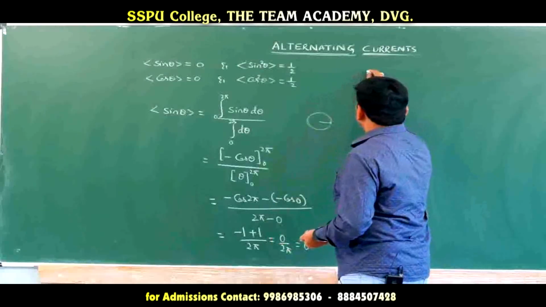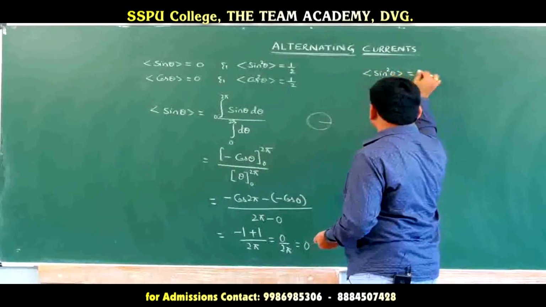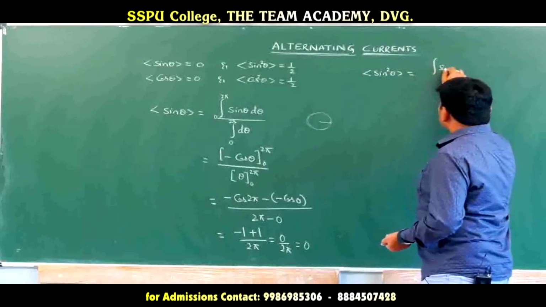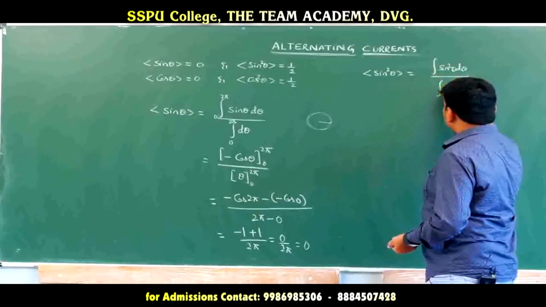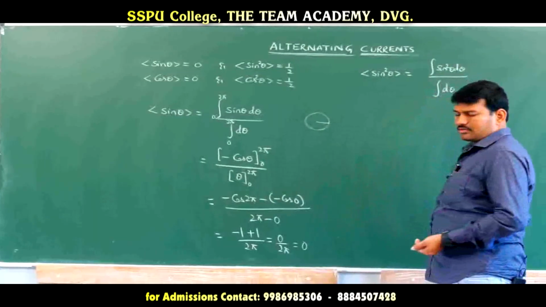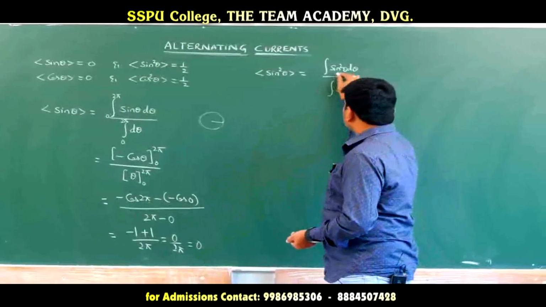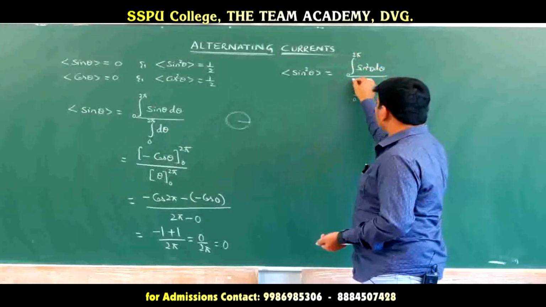I will go with the calculation of the average value of sine square theta over the full cycle. What is the average value of this? This is nothing but the integral of sine square theta d theta divided by the integral of d theta. Is it clear or not? Now what is this average value? Theta is varying from 0 to 2 pi over a full cycle.